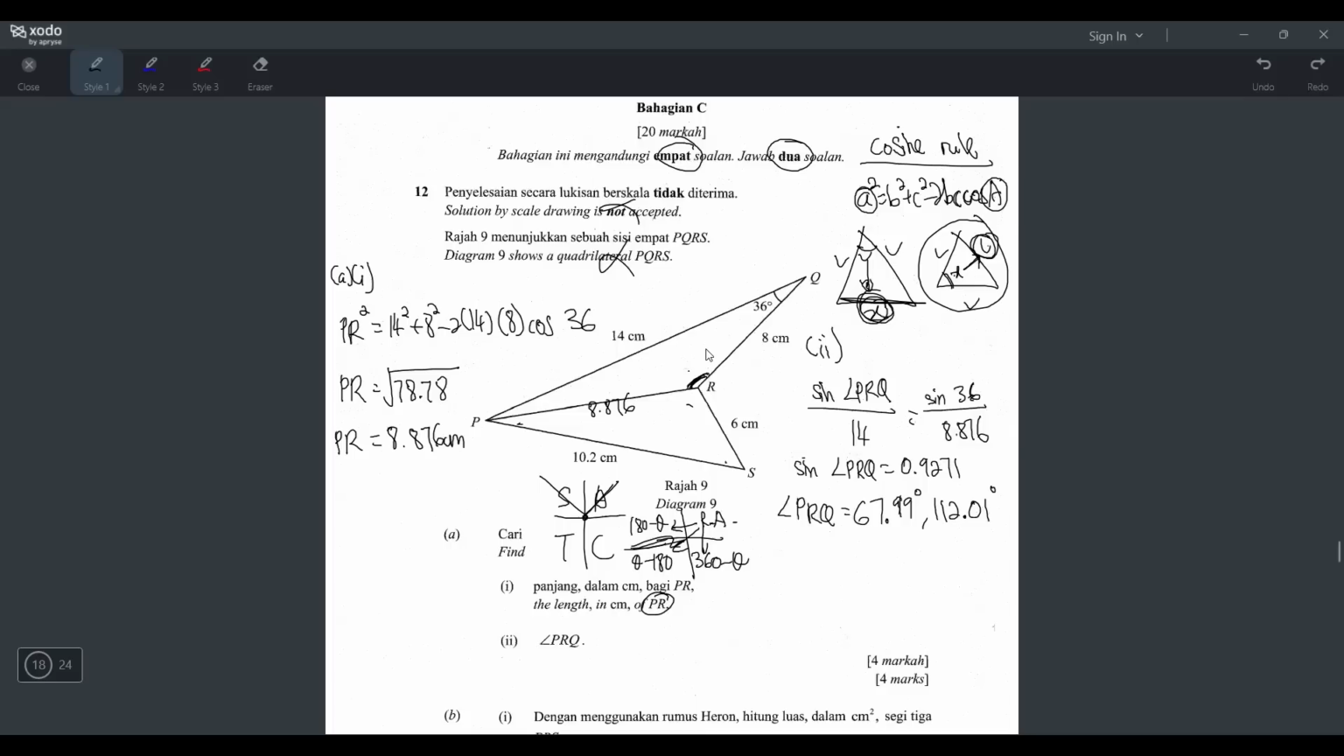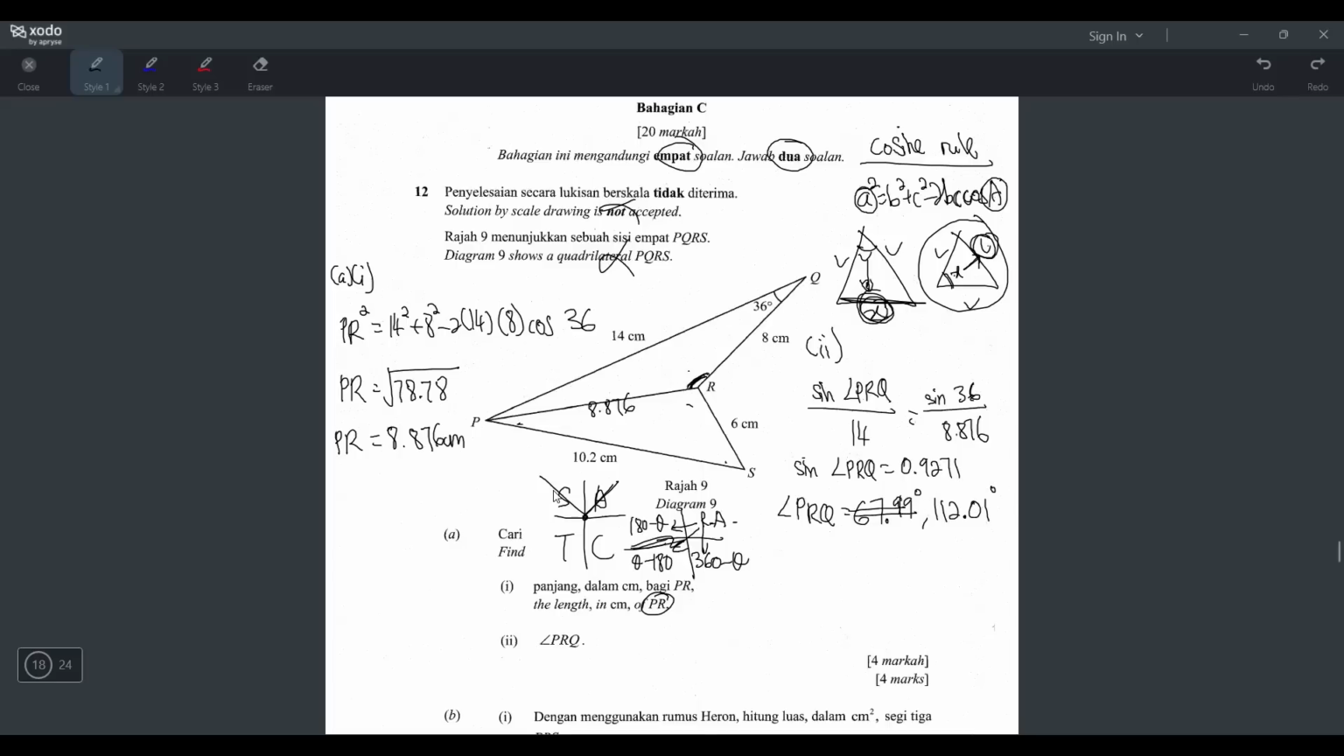Sometimes the question will not tell you it's more than 90. But you don't need the question to tell you whether it's an acute angle or an obtuse angle. You can use your eyes. You can tell already whether it's more than 90 or less than 90. So for this case, it's more than 90. That's why we have to reject this answer. So this is the answer that we take here.